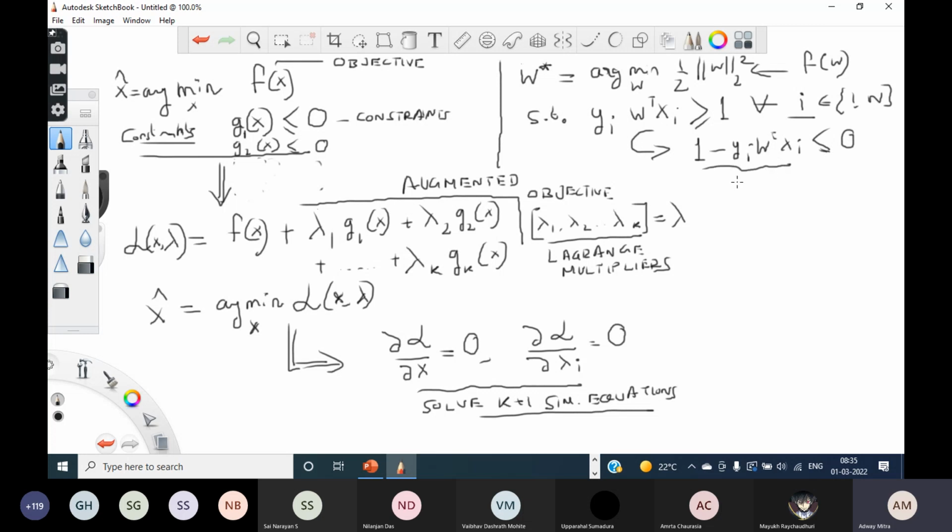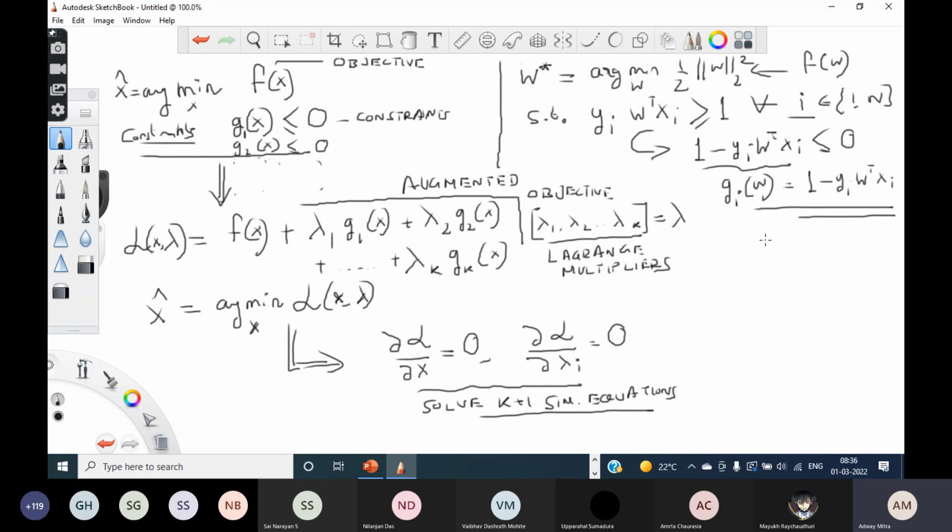So we can say that gi(w) is equal to this. Remember, the x here is present, but the x are the observations which we know. So the x as well as the y's, we can consider them to be constants. The variable is w. So gi(w) is now 1 minus yi w transpose xi. Correct. Now we have got it in the standard form. That is, we have the f(w), the main objective function, and we have also got all the n constraint equations.